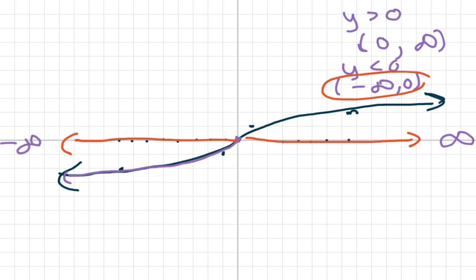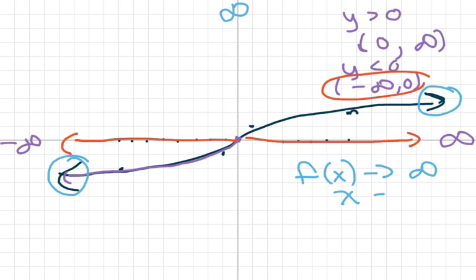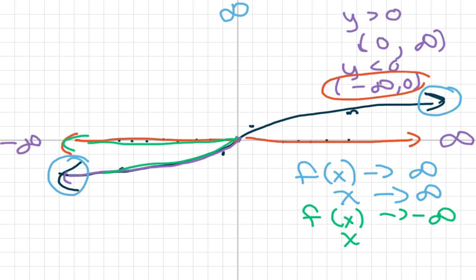Now, as far as end behavior, how we're going to write that is we're looking at the arrows here. So y approaches infinity here as x approaches infinity. Infinity just means as x gets bigger and bigger. And then y here is going to negative infinity as x approaches negative infinity. And that's all end behavior is.